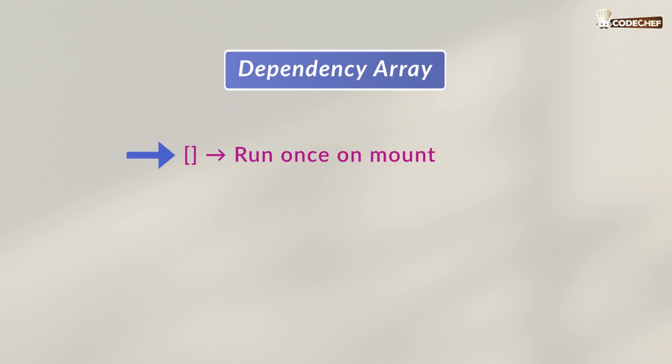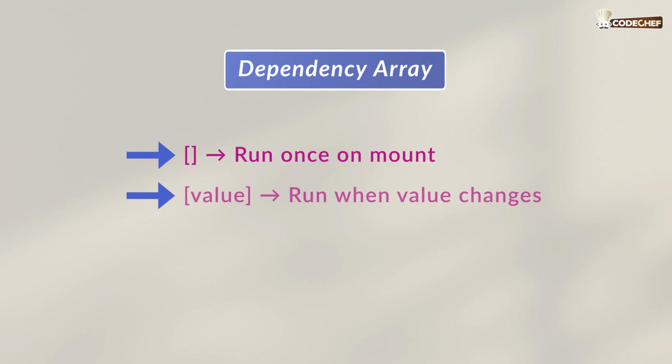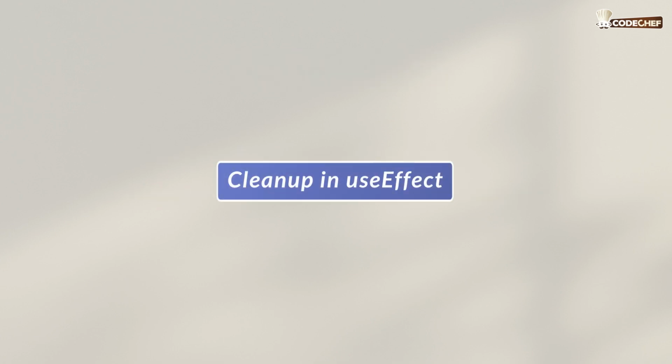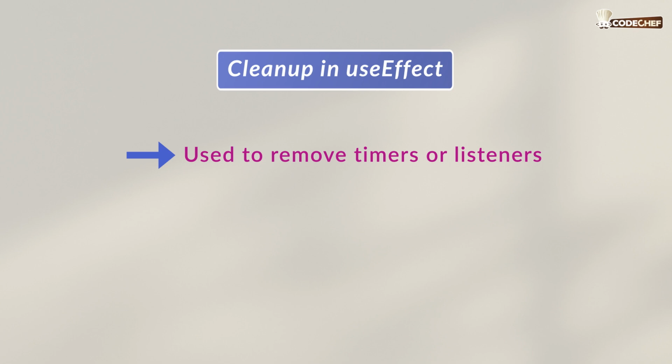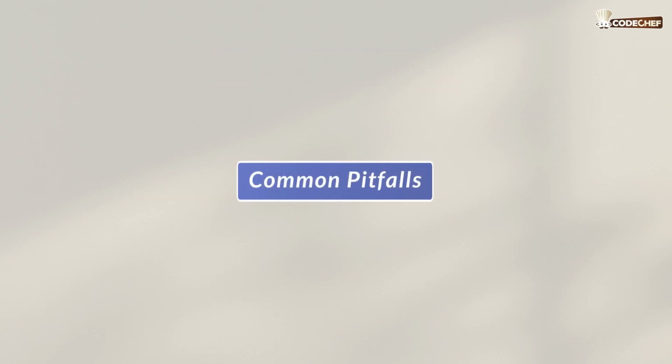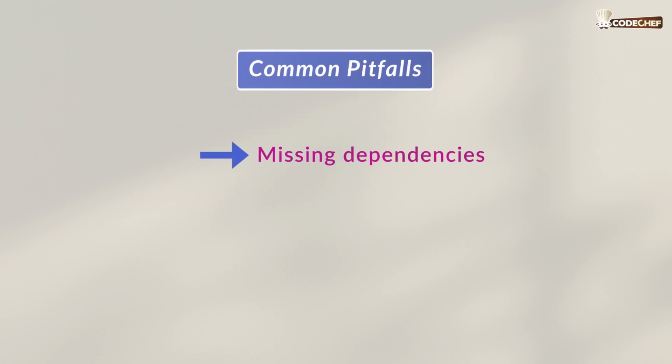The dependency array lets us control when the effect runs. An empty array means it runs only once when the component mounts. Passing a variable means the effect runs only when the variable changes. Some side effects need cleanup, like timers or event listeners. useEffect allows us to return a cleanup function which runs when the component unmounts or before the effect runs again. Common mistakes include forgetting dependencies, not cleaning up effects, or using stale state values. These can lead to bugs, memory leaks, or unexpected behavior.